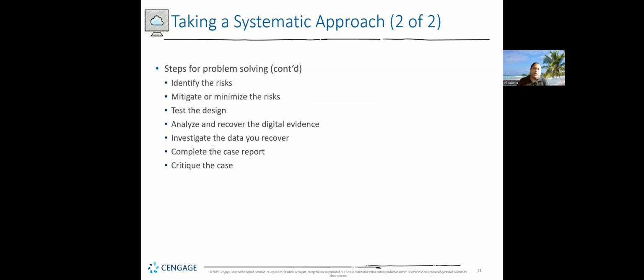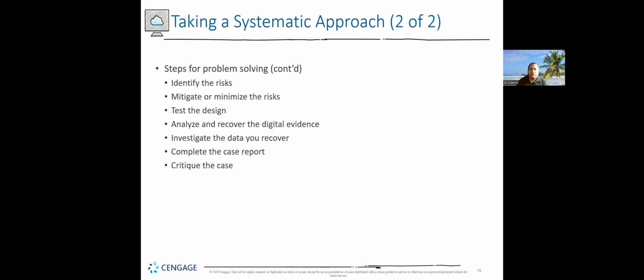Steps for problem solving, continued. Identify the risks. What are the potential risks with this person, this case, or these items? Mitigate or minimize the risks. How much risk is tolerable? I've stated that you cannot eliminate 100% of risk. No matter what you do, some things might get by you, some things might break. If you copied or cloned it, you're good. Test the design, test your theory, test what you're working on, see how far you get with it.